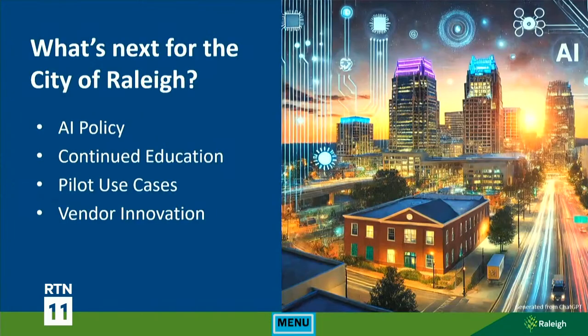So what's next for the city of Raleigh? The first thing is we're really putting the finishing touches on that AI policy. We're making sure that we have those guardrails in place. And so as we start to deploy this technology, we're doing it in a very thoughtful and a very prescribed methodology. The second thing is continued education, really starting with you all here today, which is just this high-level overview of what we're doing. Again, we can dive deep into any one of these various subjects.